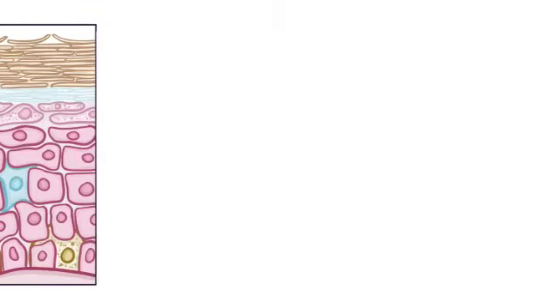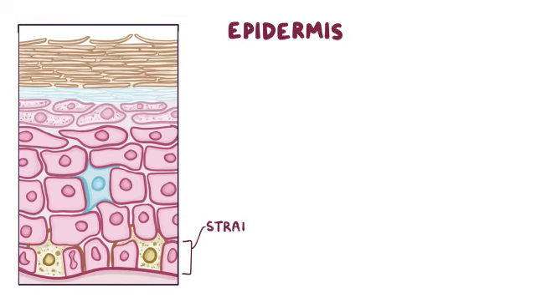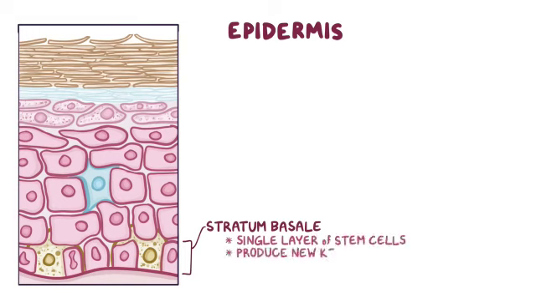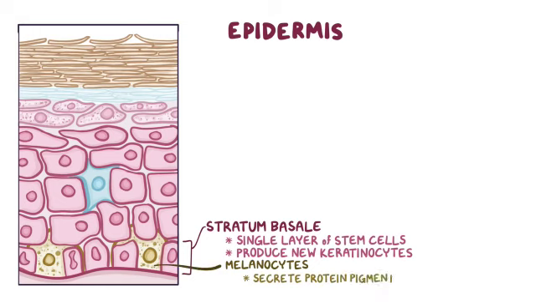Keratinocytes start their life at the lowest layer of the epidermis, called the stratum basale, or basal layer, which is made of a single layer of stem cells that continually divides and produces new keratinocytes. These new keratinocytes then migrate upwards to form the other layers of the epidermis. The stratum basale also contains another group of cells, the melanocytes, which secrete a protein pigment, or coloring substance, called melanin.